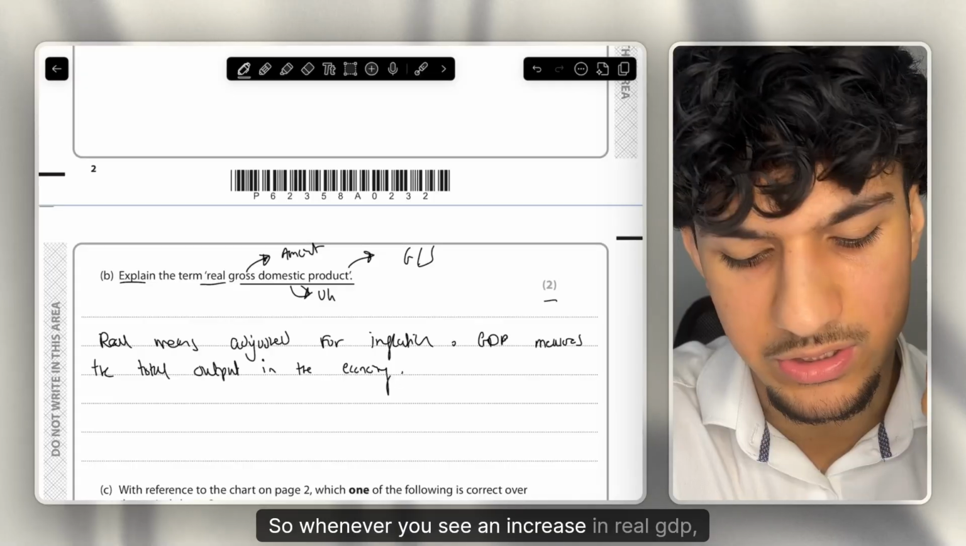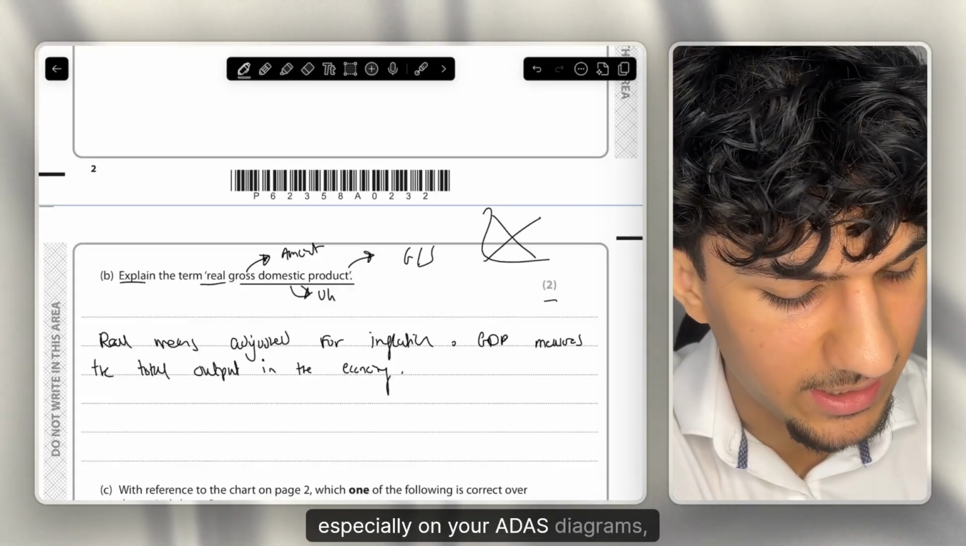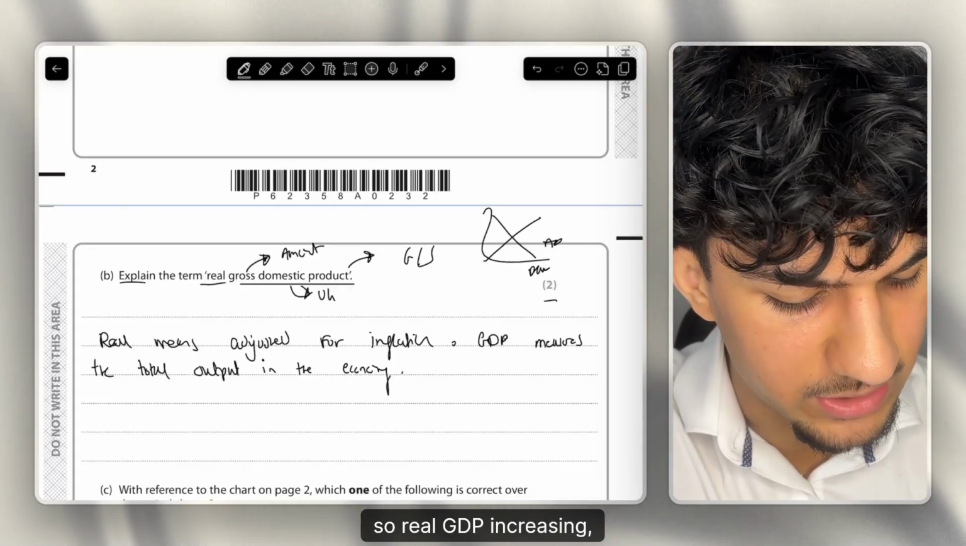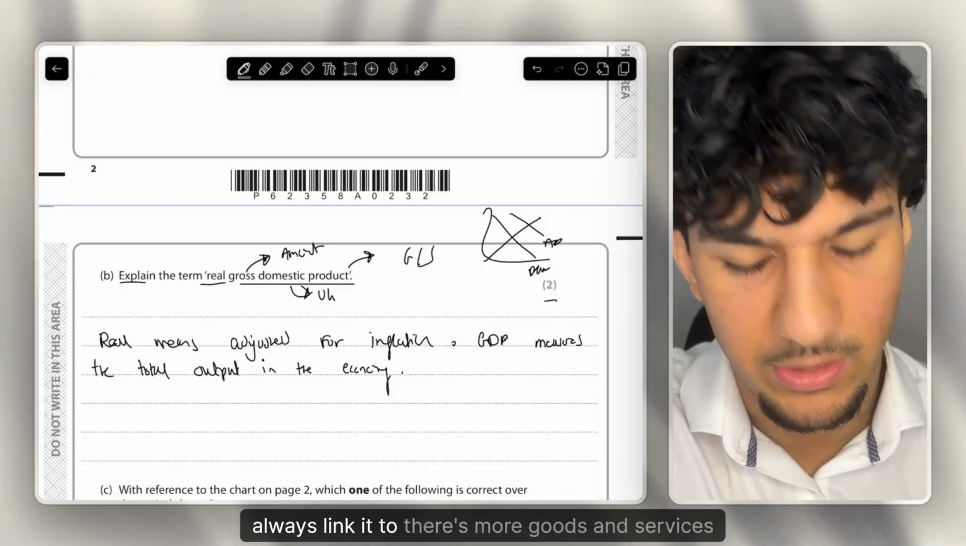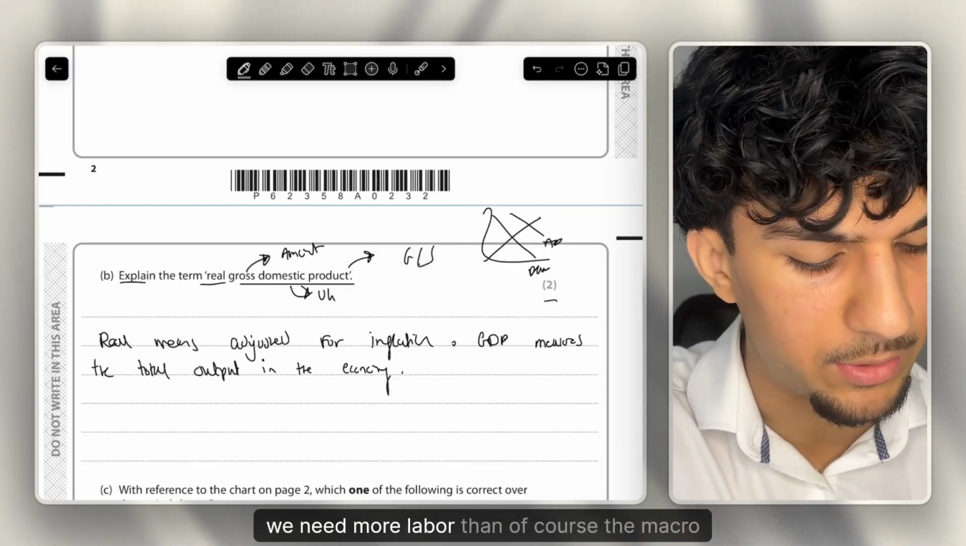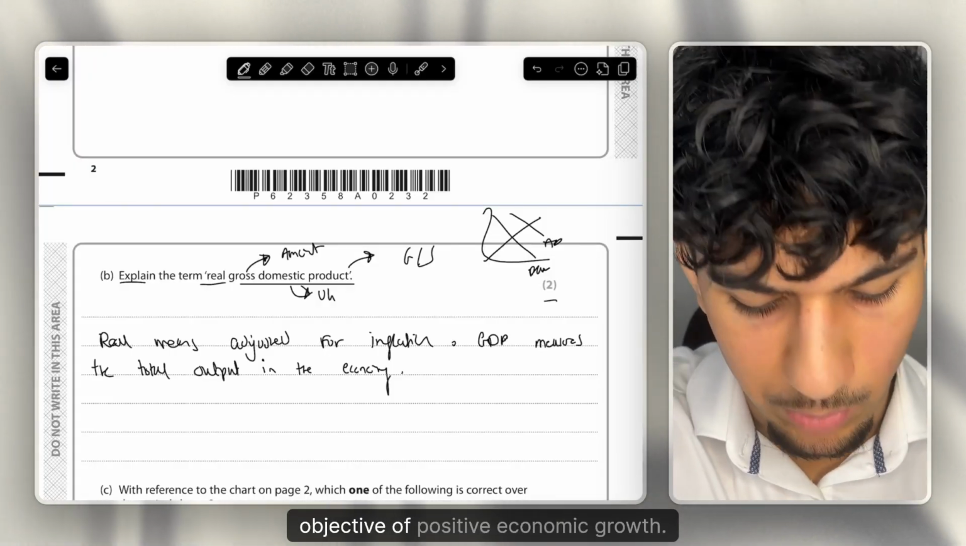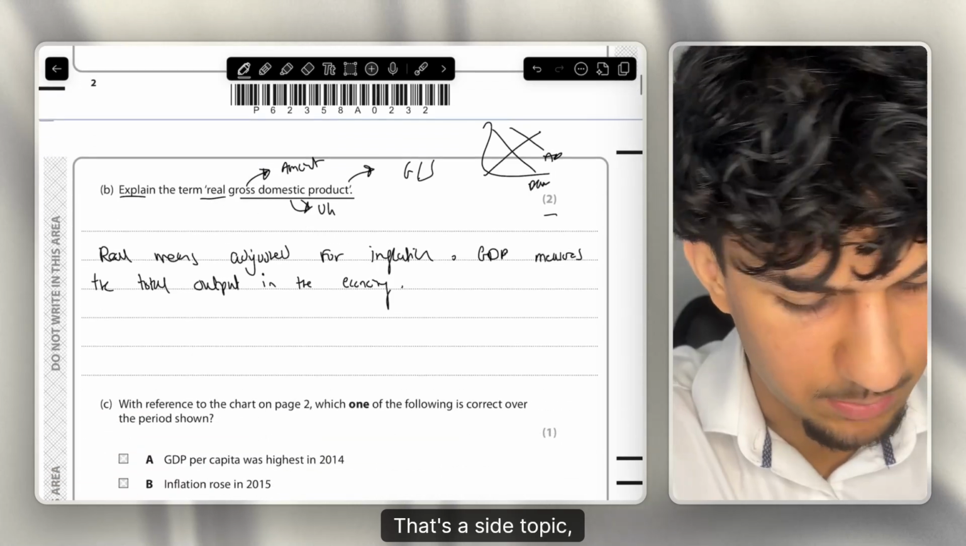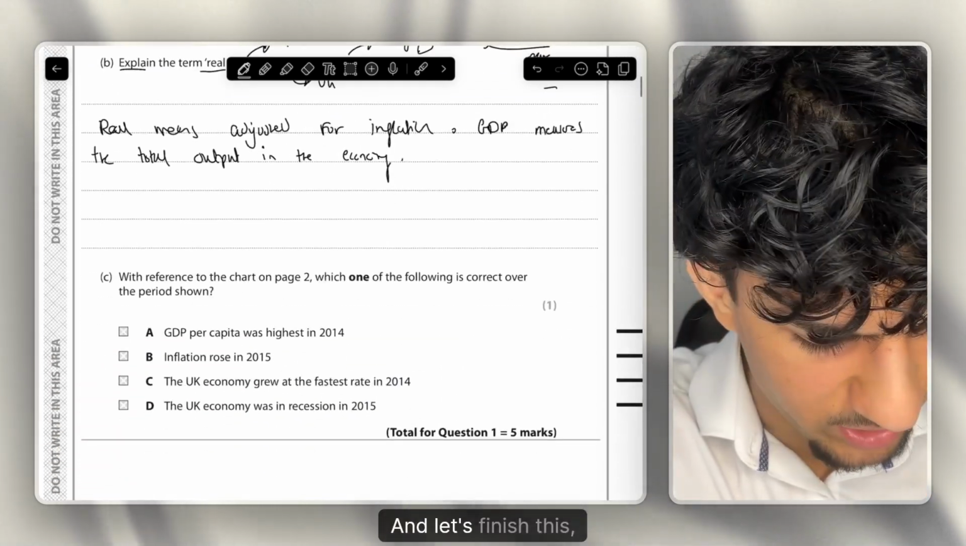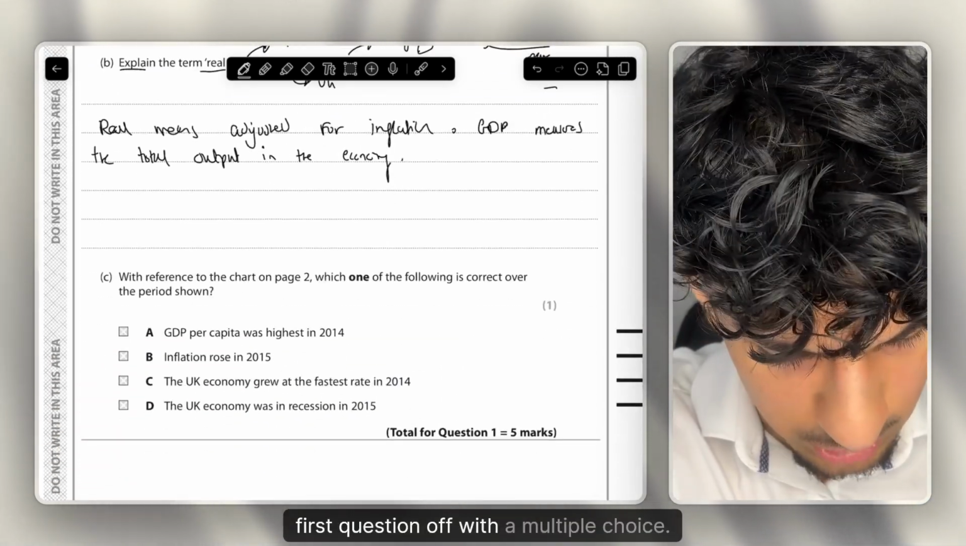So whenever you see an increase in real GDP, especially on your AD/AS diagrams, always link it to there being more goods and services produced, so we need more labour, then of course the macro objective of positive economic growth. But that's a side topic, but yeah, that is how to get 2 marks there. And let's finish this first question off with a multiple choice.